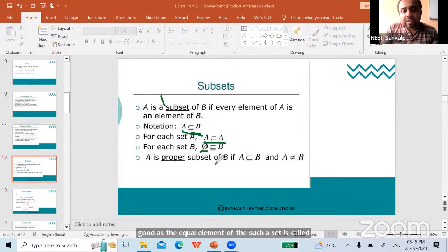For example, if set B has the elements 1, 2, 3 and A has 1, 2, then A is a subset of B, and a proper subset is also true, because A is not equal to B. So it is called a proper subset. Is that clear, students?